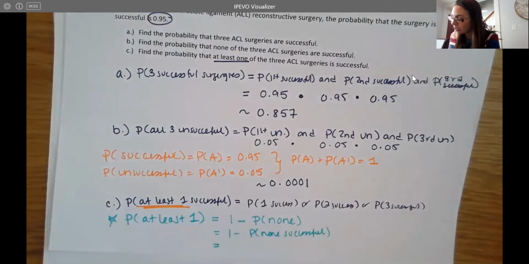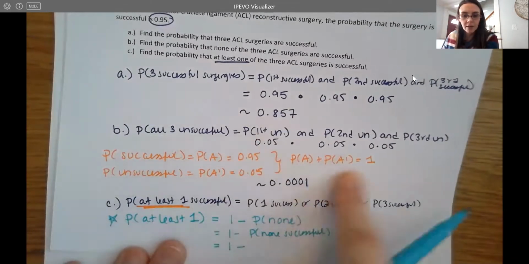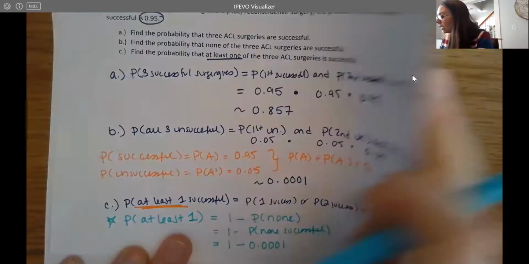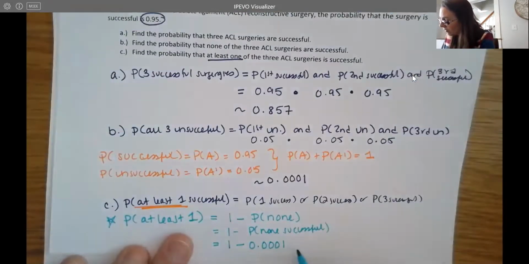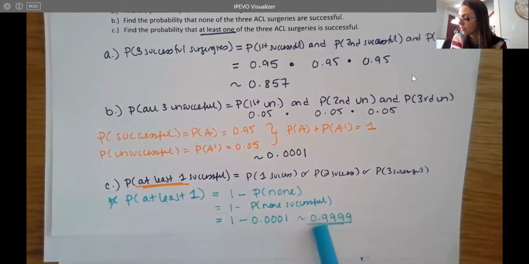Now, for this problem, we actually already know the probability of none being successful. We saw it right here. It's about 0.0001. So if I go ahead and subtract, I get about 0.9999 as my answer. So the probability that at least one of the 3 surgeries would be successful, it's not 1, it's not a 100% guarantee, but it's very close. It's a 0.9999 chance that at least one of these is going to be successful.